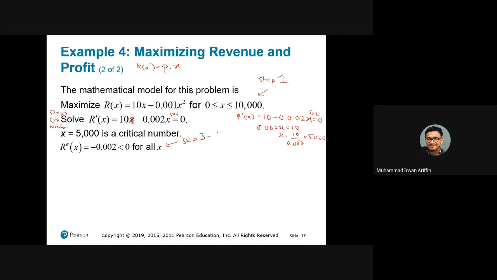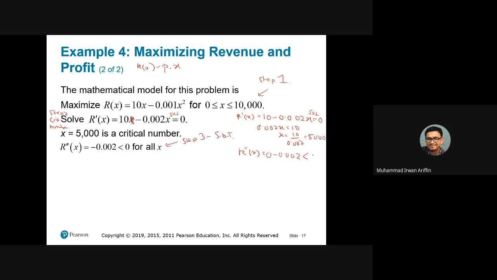So we need to use the second derivative test. When we differentiate this one more time, r double prime of x would give us 10, there is no x here, so 0, minus 0.002. And this is negative 0.002.